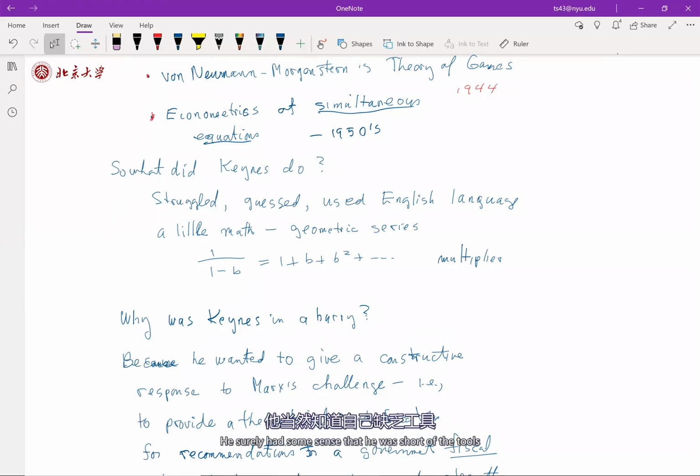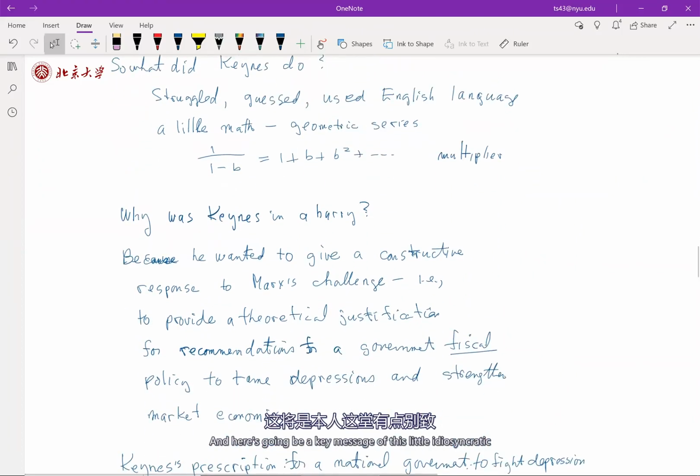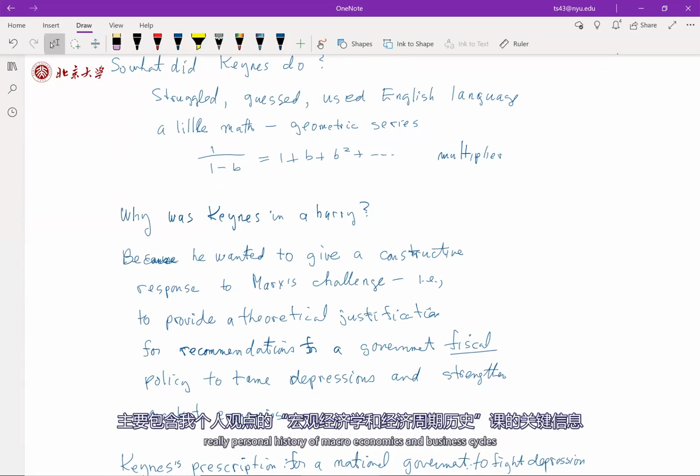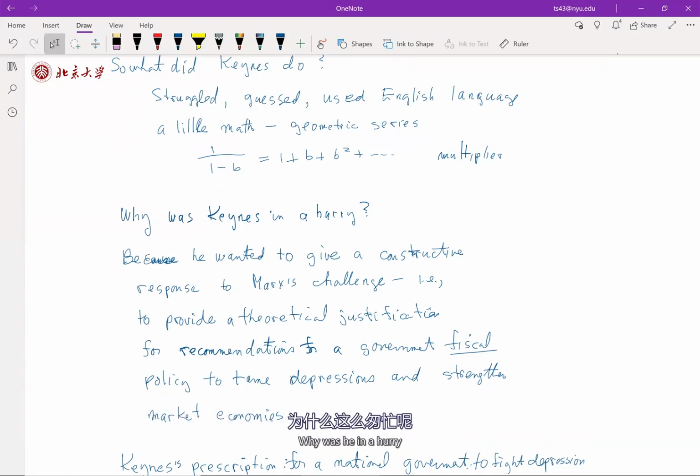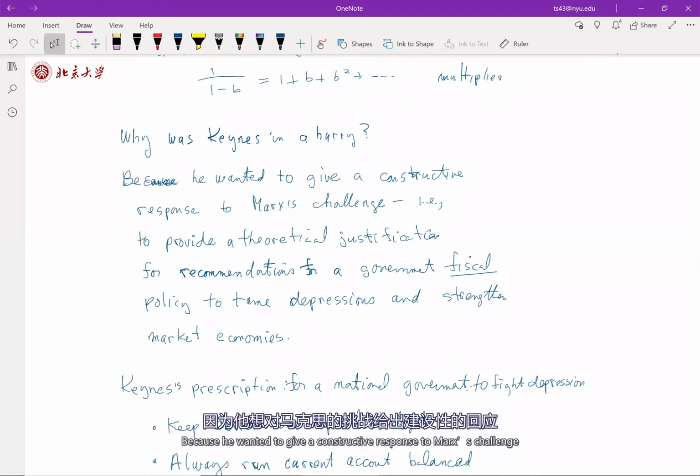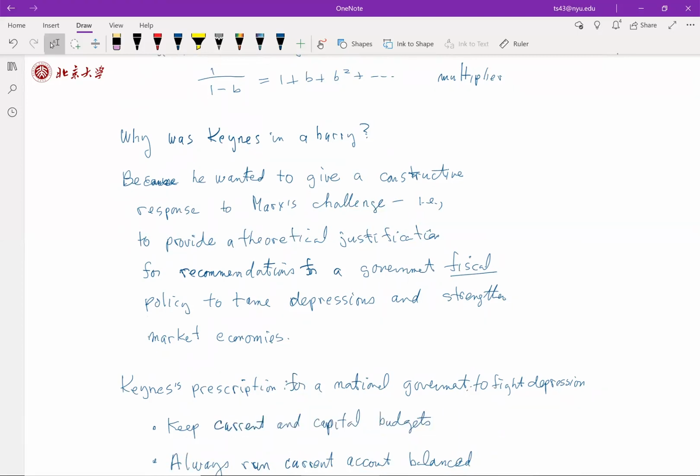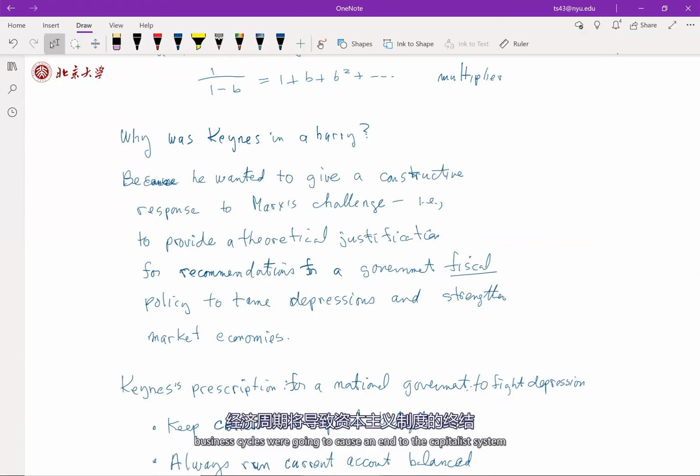He surely had some sense that he was short of the tools. So why was he in such a hurry? And here's going to be a key message of this little idiosyncratic, really personal history of macroeconomics and business cycles. It's because he wanted to give a constructive response to Marx's challenge. Remember, Marx predicted that business cycles were going to cause an end to the capitalist system. And Keynes liked the capitalist system. He was a classical liberal.